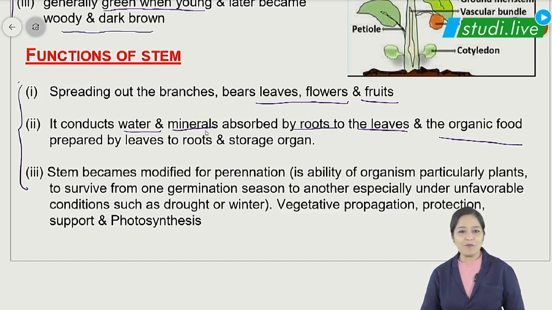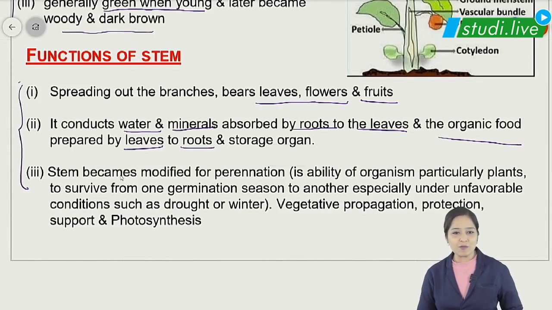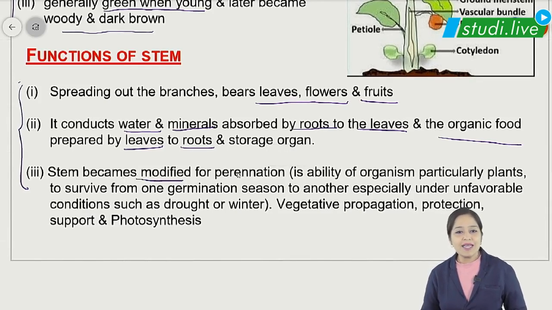And the organic food which is prepared by the leaves goes to the roots. So it does transport on both sides. The water that is in the roots it takes to the leaves, and the food that the leaves made it brings to the roots. So two-way transport.